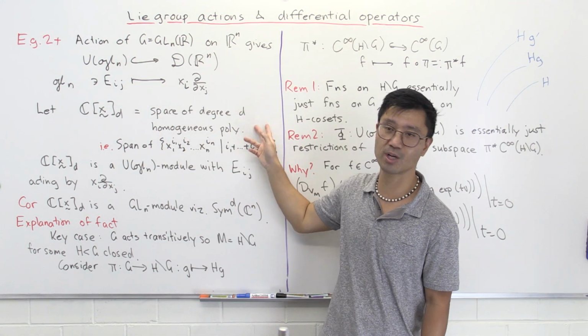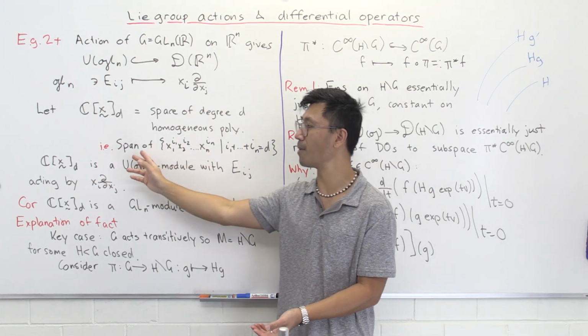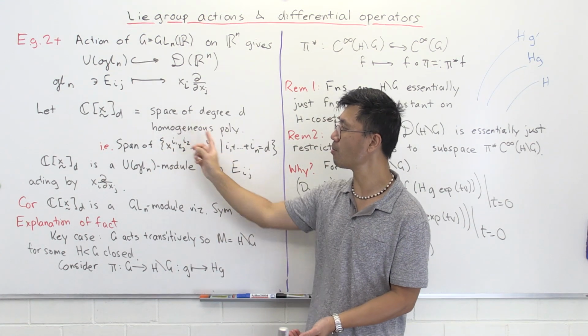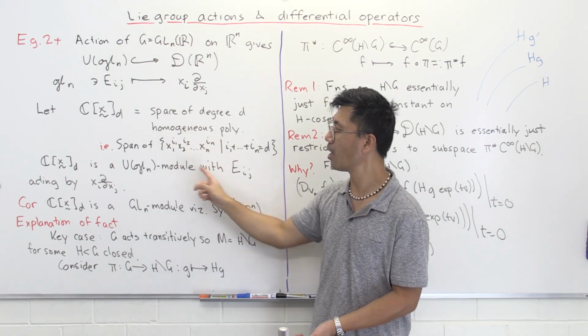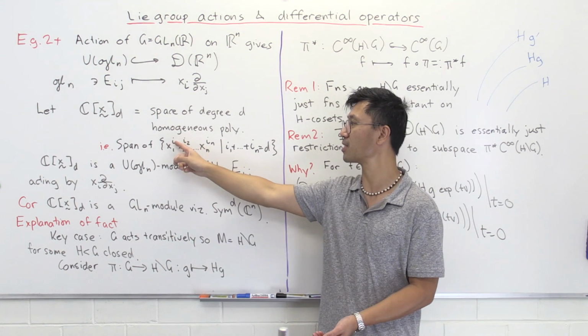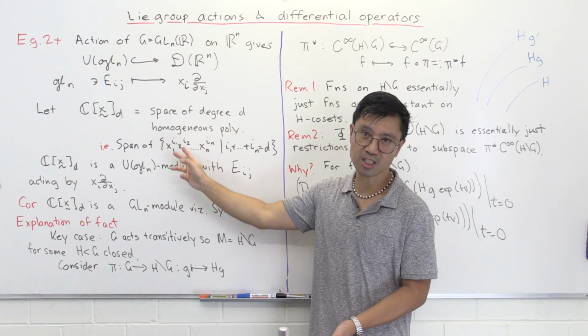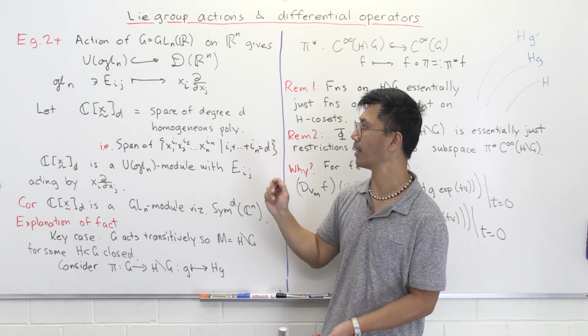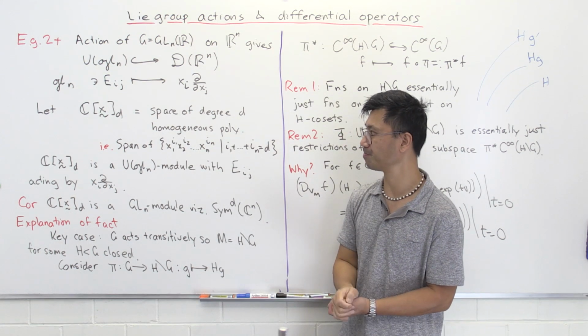So that's the space of degree d homogeneous polynomials. Just to be precise about what that means, suppose you have a monomial of this form, x1 to the i1, x2 to the i2, up to xn to the in. We say that's degree d if the sum of these indices is equal to d. And we look at the complex span of all these monomials.